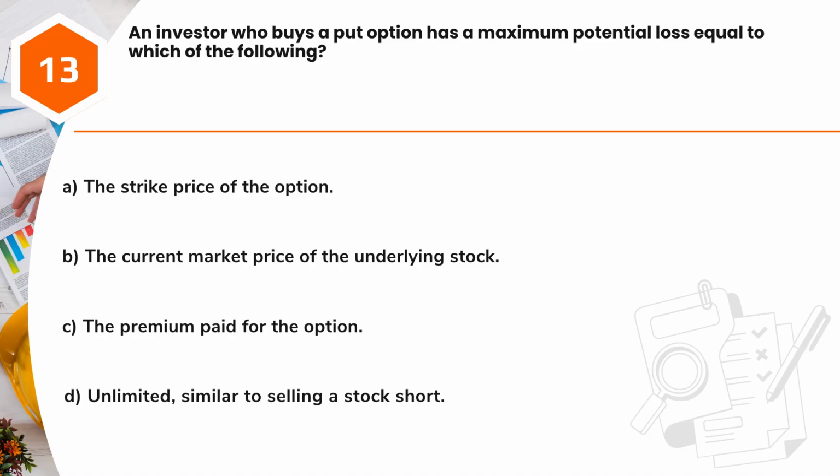Question 13. An investor who buys a put option has a maximum potential loss equal to which of the following? A. The strike price of the option. B. The current market price of the underlying stock. C. The premium paid for the option. D. Unlimited, similar to selling a stock short.